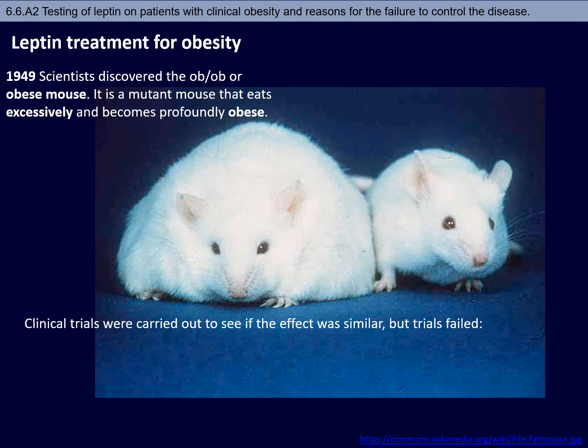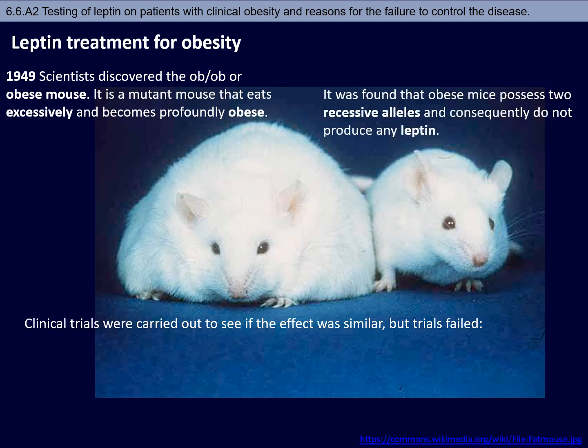And so here, looking back at 1949, scientists discovered that obese mice basically are a mutant version of the mouse that eats excessively and so therefore becomes profoundly obese. So rather than regulating its own appetite, it just keeps eating and eating. And of course, because it's taking all this extra nutrition, it's going to get fatter and fatter as it gets more and more adipose tissue.